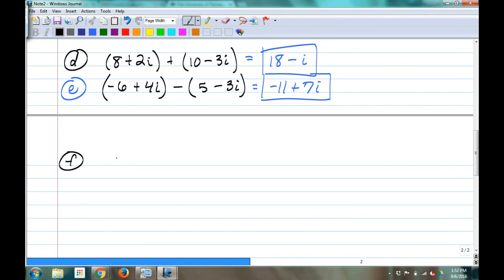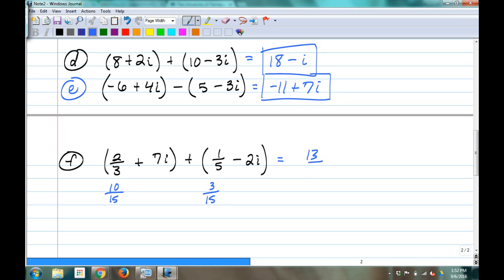Let's say we had something like 2/3 plus 7i, and then an addition of 1/5 minus 2i. Okay, so again, it's like terms. 2/3 plus 1/5. I need like denominators. So that's going to be 10 over 15. That'll be 3 over 15. Should be 13 over 15 when I add them.